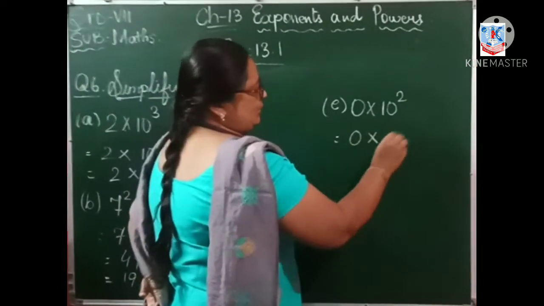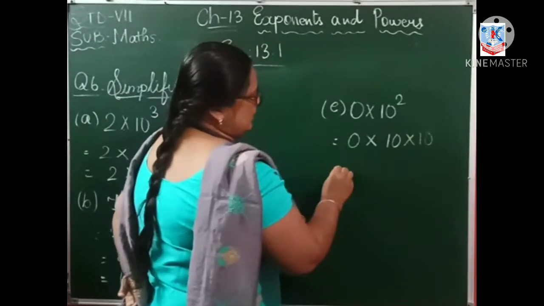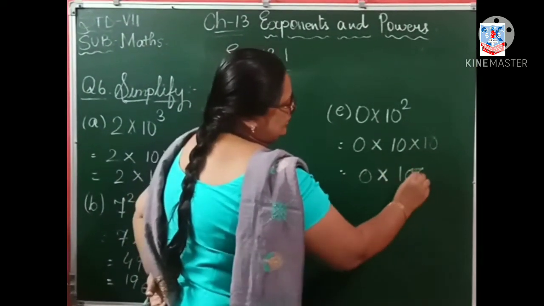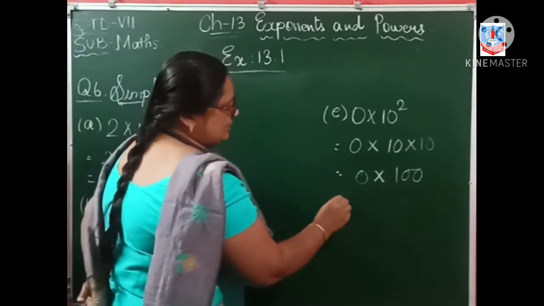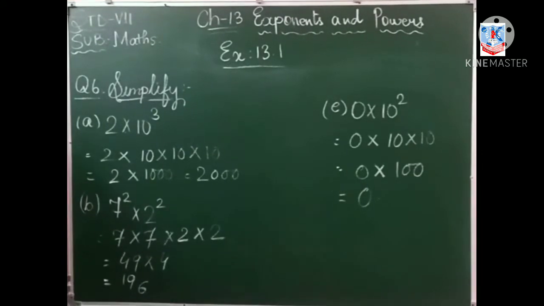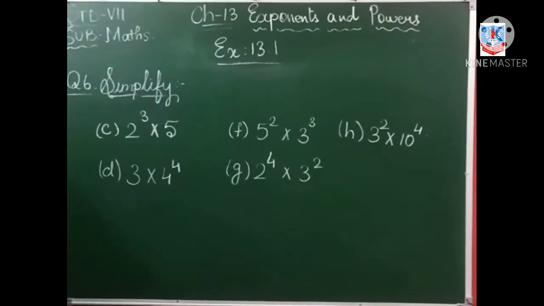0 multiplied by 10 into 10 is equal to 0 into 10 into 10, 100. 0 multiplied by 100 is 0. Understood? This is your homework.